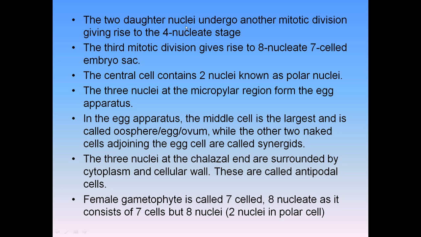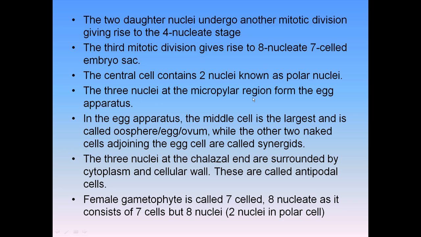Okay, now let's have a good idea about all of the divisions. The two daughter nuclei undergo another mitotic division forming the four nucleate stage, and after the four nucleate stage the eight nucleate stage is formed. And ultimately, out of the eight nuclei, two nuclei are going to reside in a single cell, that is the central cell, and the rest of the nuclei are going to form separate cells altogether. The central cell contains two nuclei. That's what I was talking about.